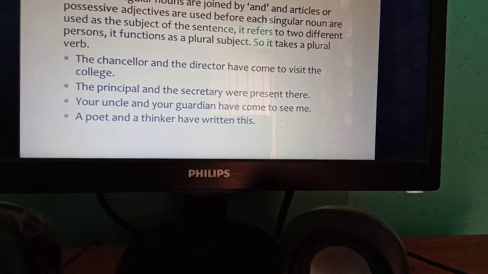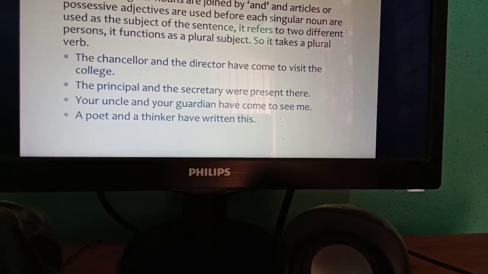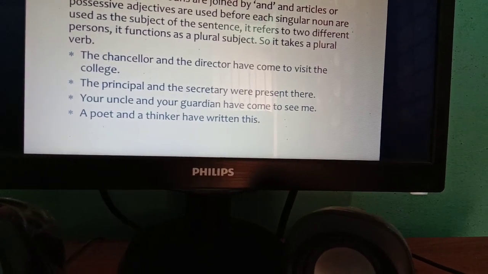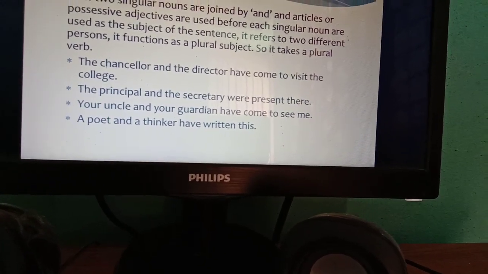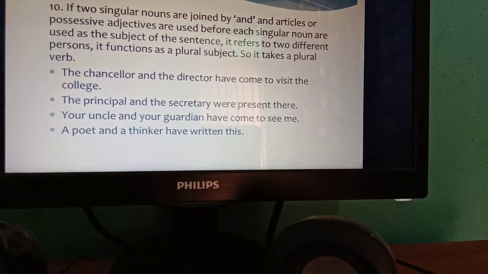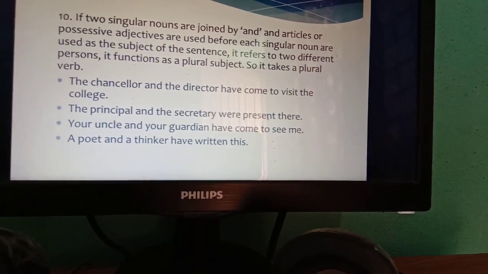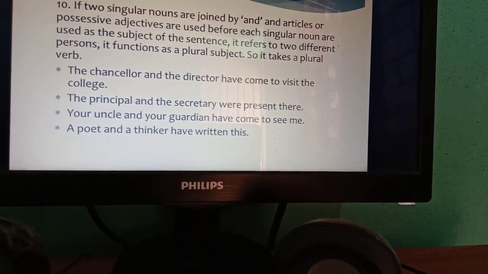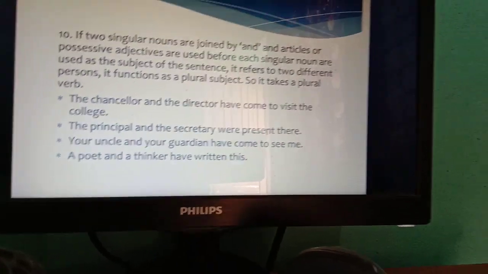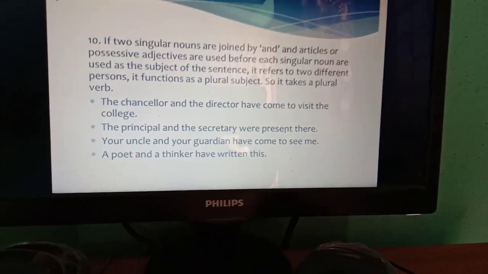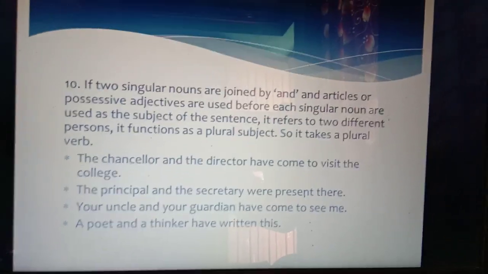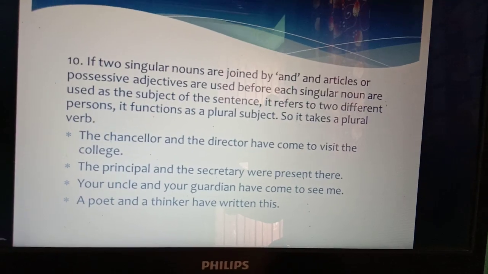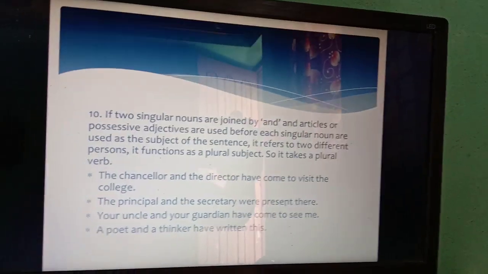Your uncle and your aunt, or your uncle and your guardian, have come to see me. So here your uncle and your guardian are different persons, and therefore the subject has become plural, and the verb have is taken as plural. And the last example is: a poet and a thinker have written this. So a poet is different and a thinker is different, therefore the subject is used as plural, and the verb have is plural.